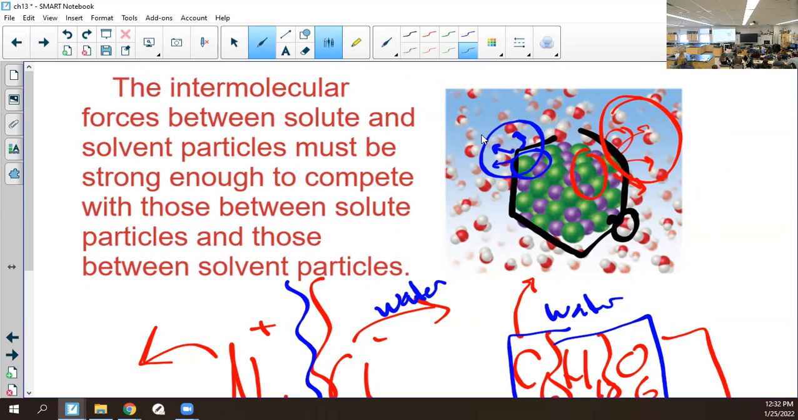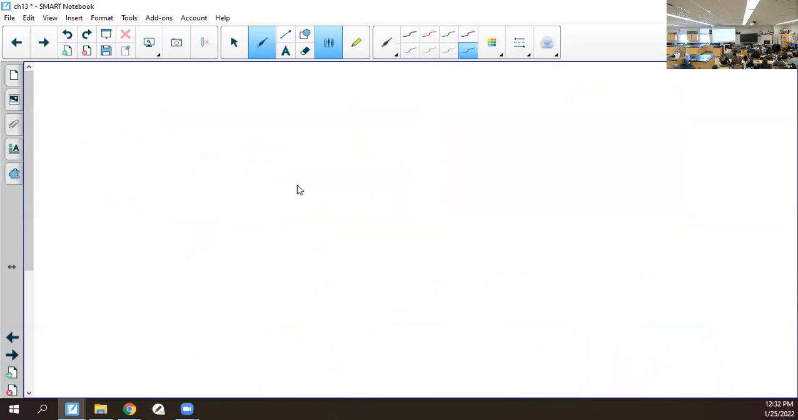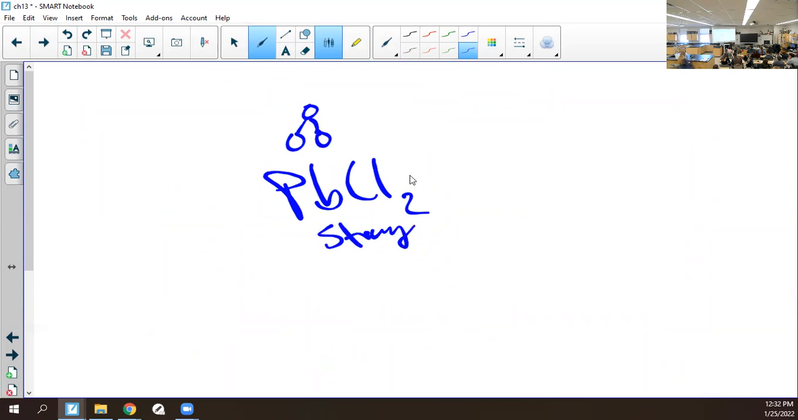Something like lead chloride, or lead(II) chloride, was not soluble, right? That's because the PbCl2 units are holding on to each other tighter than the water could pull them apart. You okay with that? Strong. And then this attraction would be weak. And so it's not very soluble.